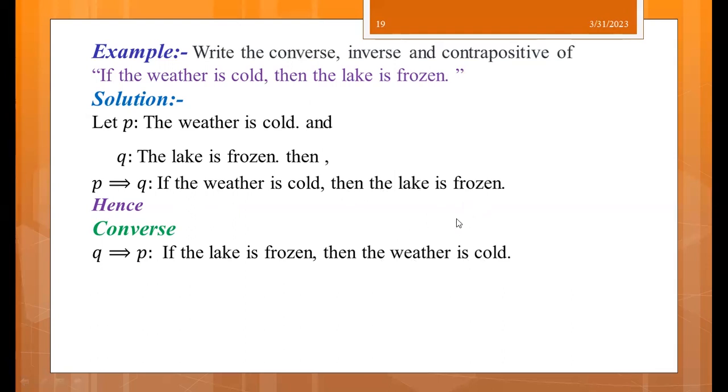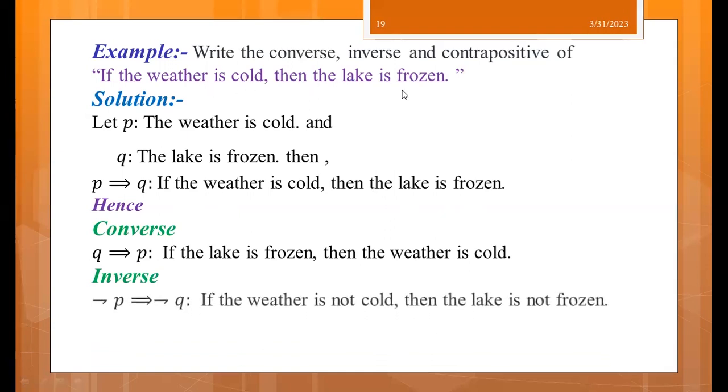The inverse of the statement, or simply this logical implication, is obtained without changing the conclusion and the hypothesis; we only negate, or simply take the opposite of, both the if statement and the conclusion. So in this case, negation of P implies negation of Q will be: if the weather is not cold, then the lake is not frozen. That could be the inverse of this statement, which is: if the weather is cold, then the lake is frozen.